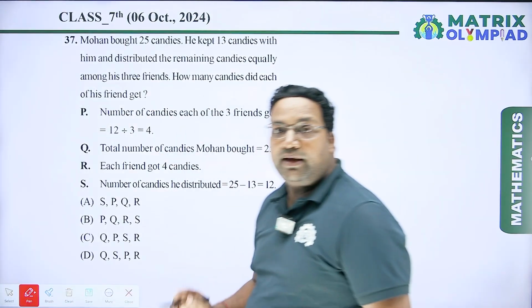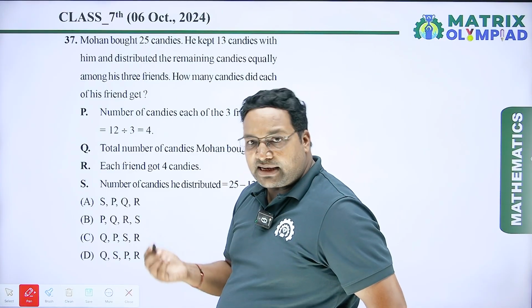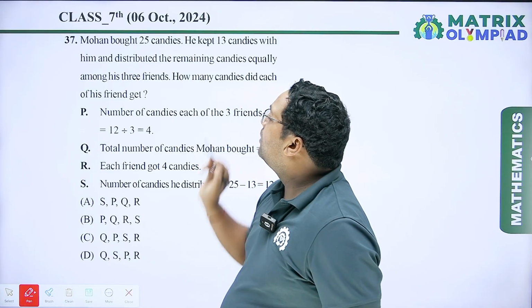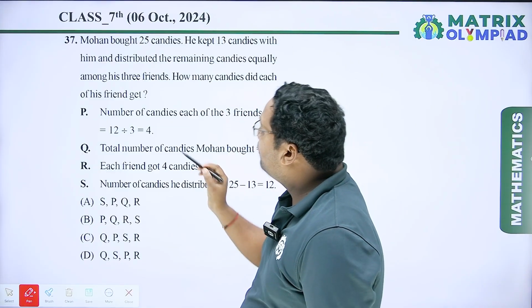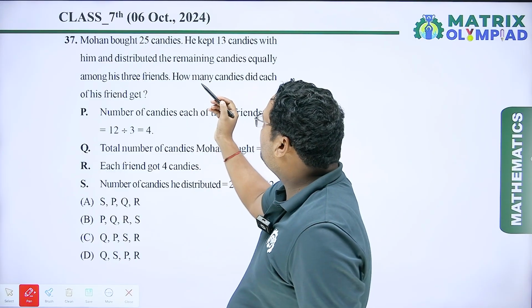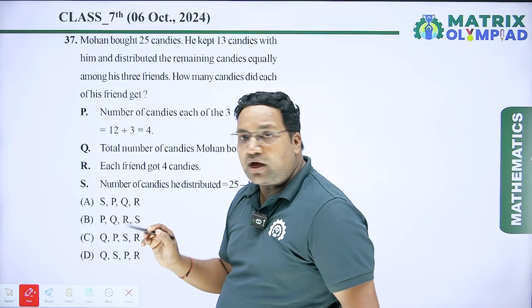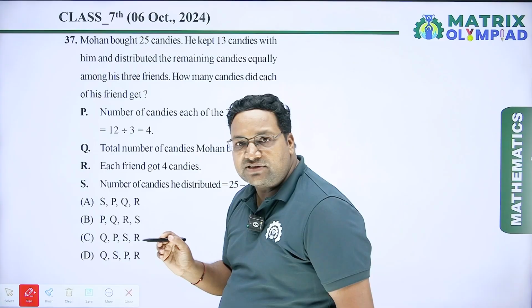Next, question number 37. In this question we have to tell the steps. So the question is, Mohan bought 25 candies. He kept 13 candies with him, and distributed the remaining candies equally among his 3 friends. How many candies did each of his friends get?